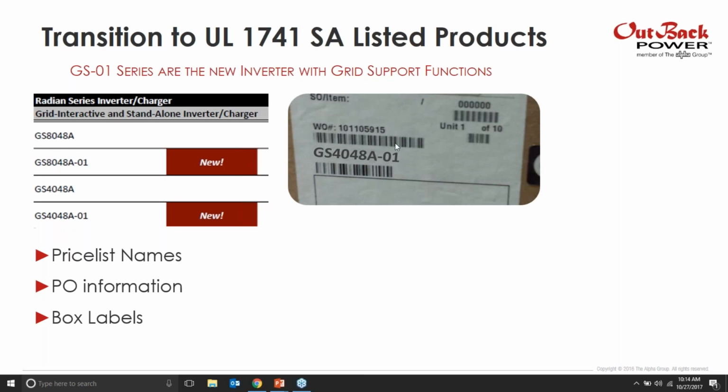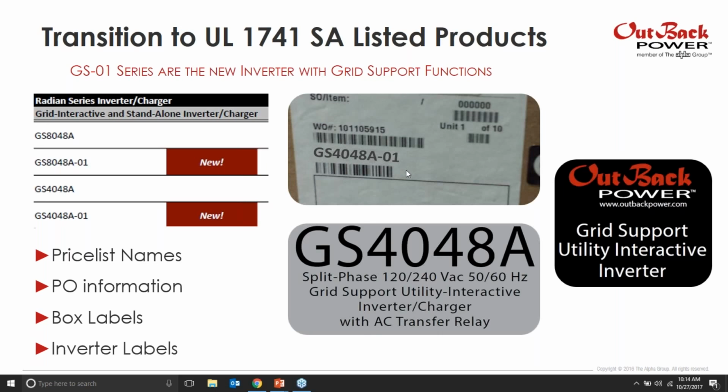Another location where you can be confident that you're getting an SA unit is on the box. It will have GS4048A-01. So that's also an indication that you have a unit that is listed and certified. And lastly, our inverters will have an indication on the inverter itself that it has grid support functions.